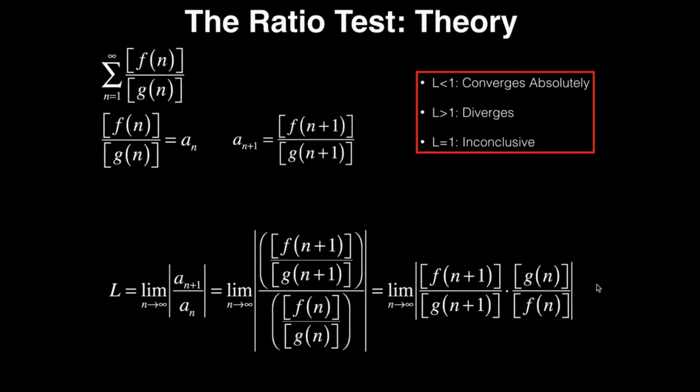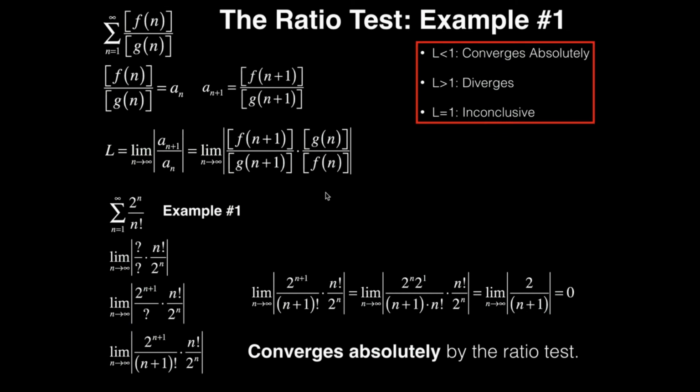Once you get a number out of this and you simplify, that's your L. If L is less than 1, the original series converges absolutely. If L is greater than 1, the series diverges. And if it's equal to 1, the test is inconclusive, meaning we have to pick a different test to evaluate the series. Let's actually look at an example, and hopefully this will make a little more sense.